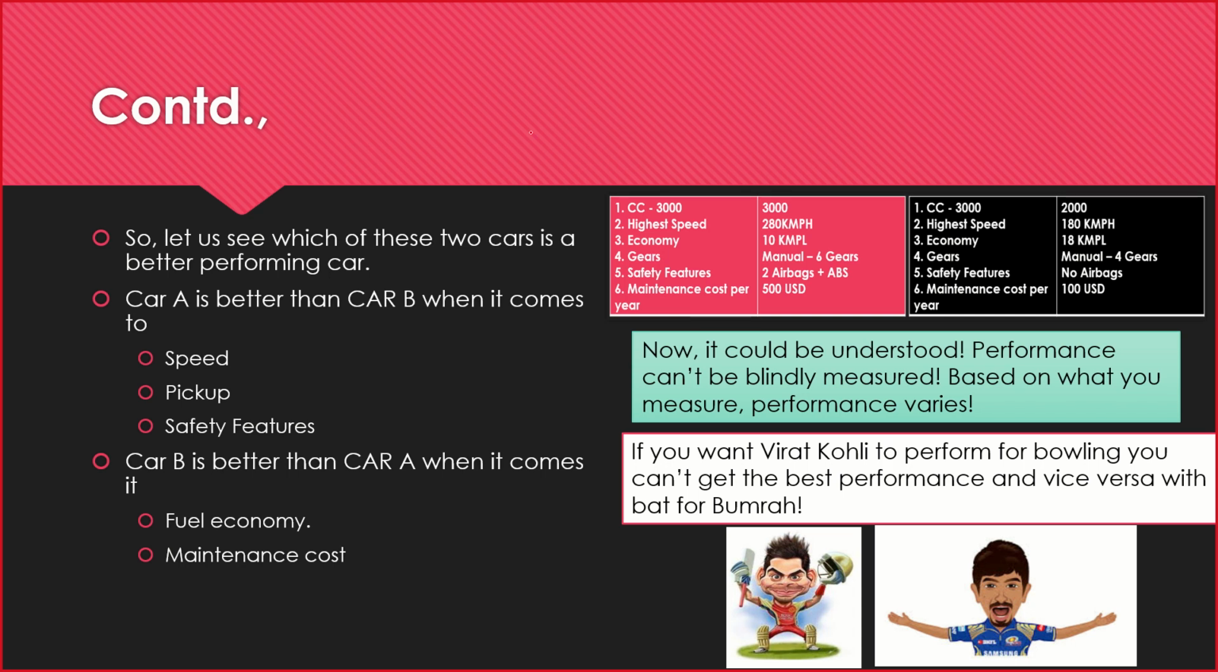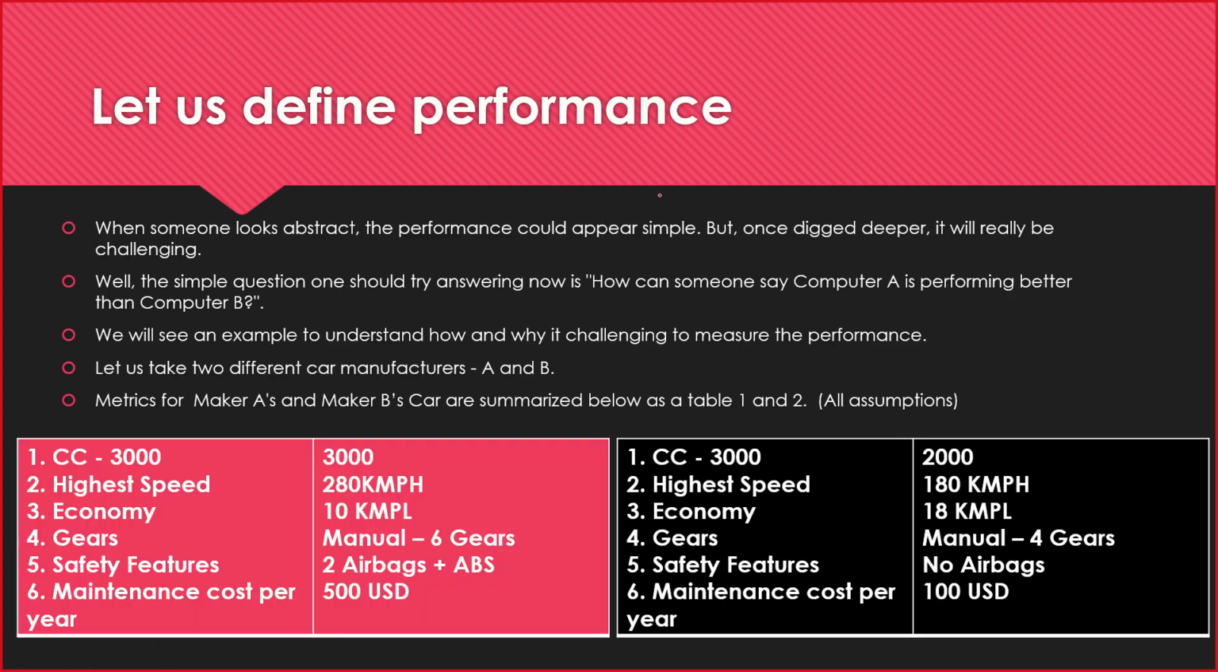In the previous session which we started yesterday, we started learning what performance is and how important it is. I took an example of a car like this and we started analyzing its features. Car 1 had higher CC, the highest speed, a better one, economy was a poor one, it had more number of gears, and safety features it had better one, maintenance it had poor features.